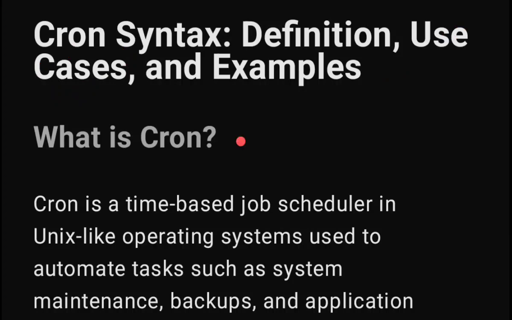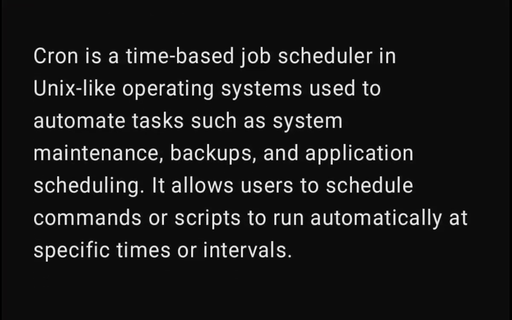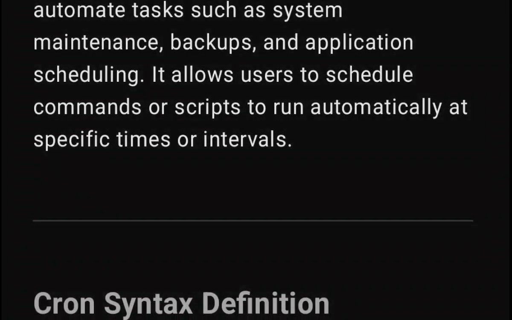Now, first of all, what is cron? Cron is a time-based job scheduler in Unix-like operating systems used to automate tasks such as system maintenance, backups, and any application scheduling. It allows users to schedule commands or scripts to run automatically at specific intervals as well as specific times. Okay, that is nothing but cron.